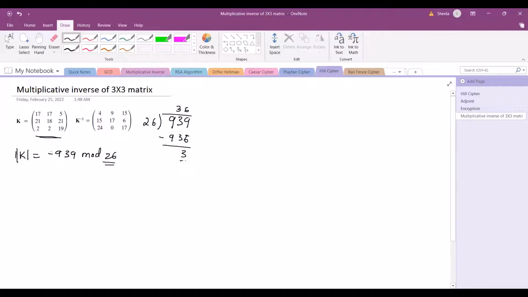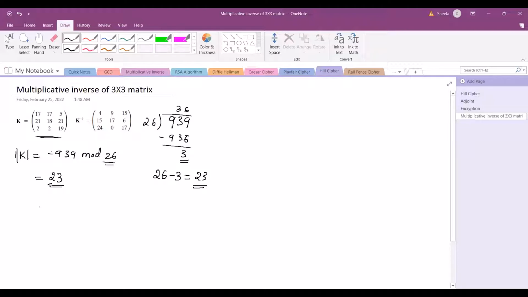Since the remainder is 3, what do I have to do? I need to subtract the remainder from 26, and I'm going to get the corresponding modulo. So here, the determinant of K, that is minus 939 mod 26, is nothing but 23. So how do we find the multiplicative inverse?